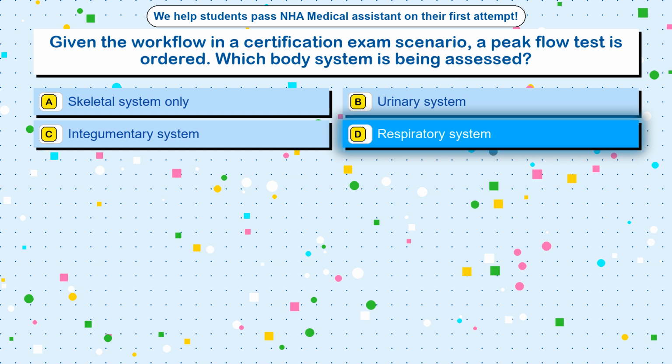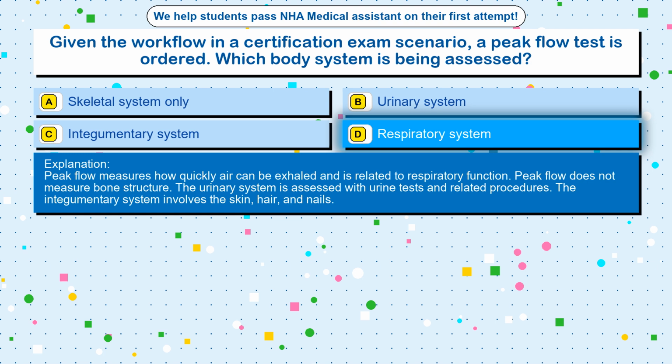The correct answer is option D. Respiratory system. Peak flow measures how quickly air can be exhaled and is related to respiratory function. Peak flow does not measure bone structure.